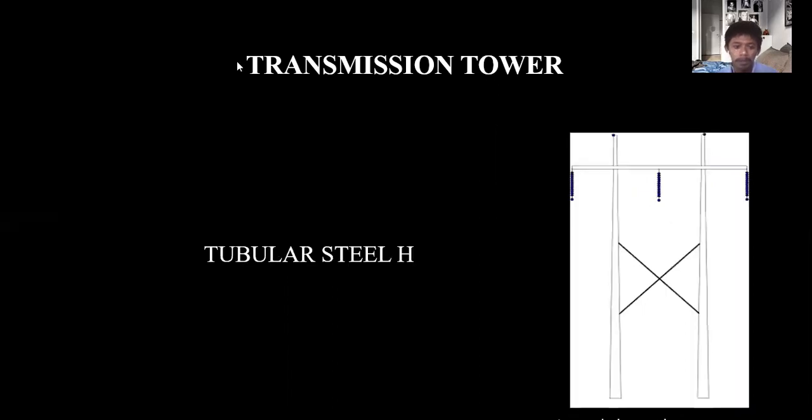Next, this tubular pole. Steel tubular pole structure has been used quite successfully by some power companies for high and extra high tension transmission lines. The installation of this structure is costly but requires less time.